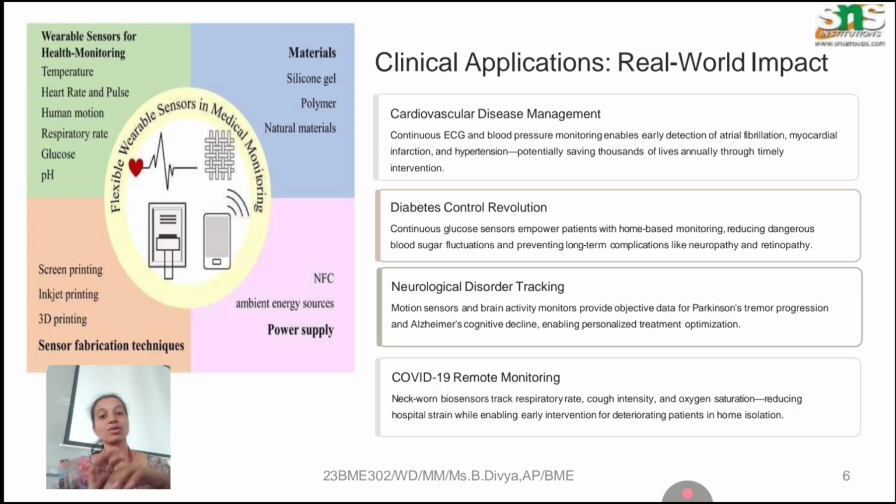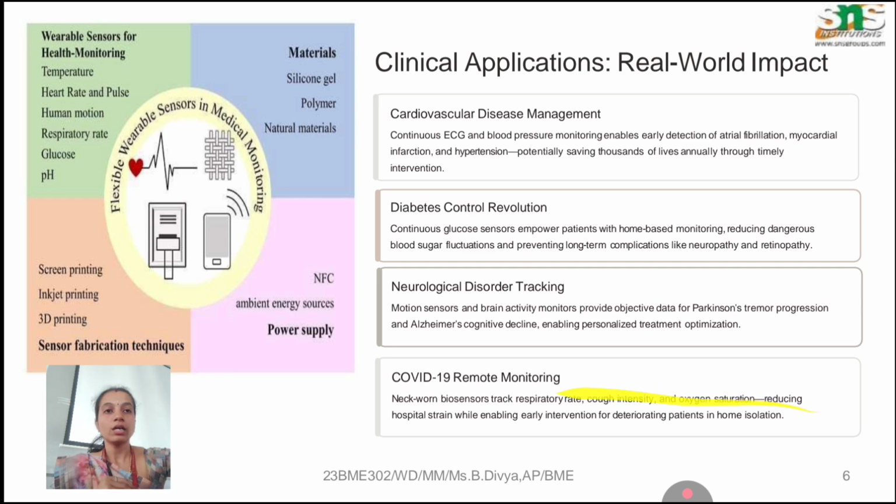COVID-19. As we all know, in recent times COVID-19 remote monitoring can also be done. The neck-worn biosensor tracks respiratory rate, cough intensity and oxygen saturation, reducing hospital strain by enabling early interventions for detecting COVID-19.